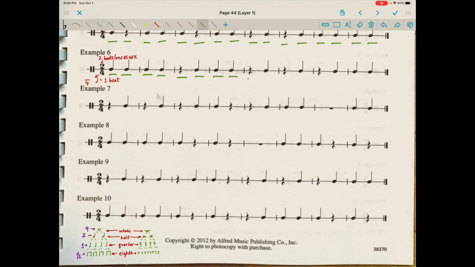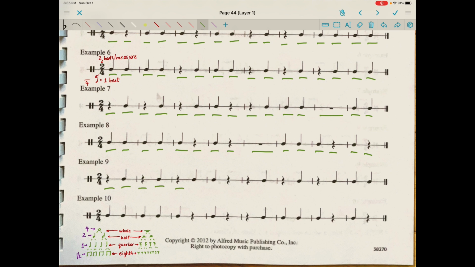Do, do, do. Do, do. Do, do, do. Do, do. Do, do, do.